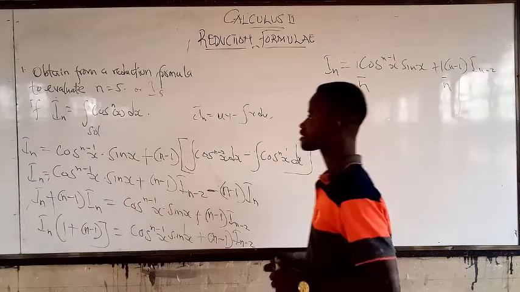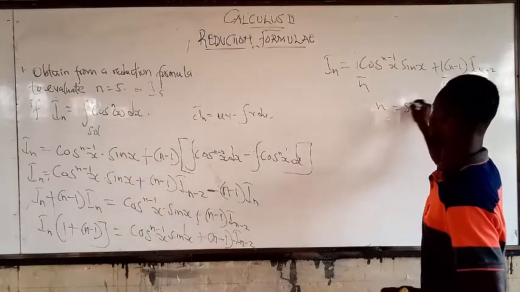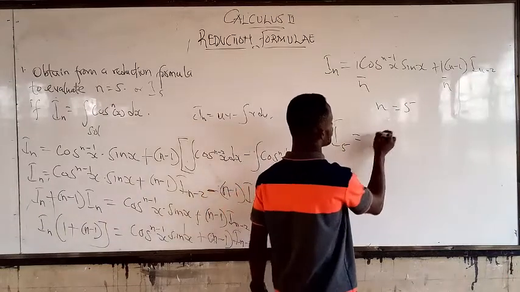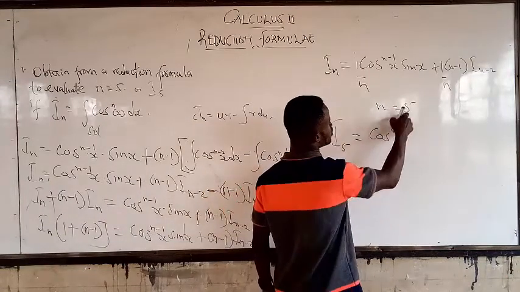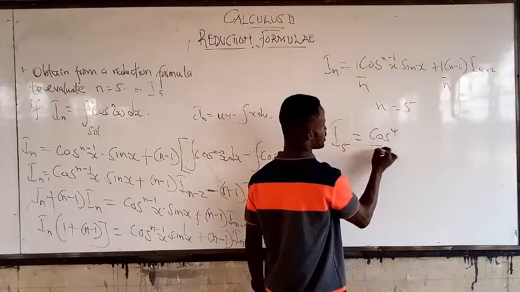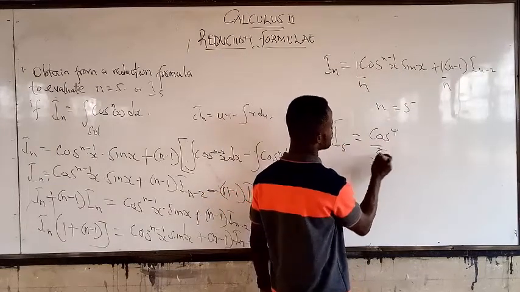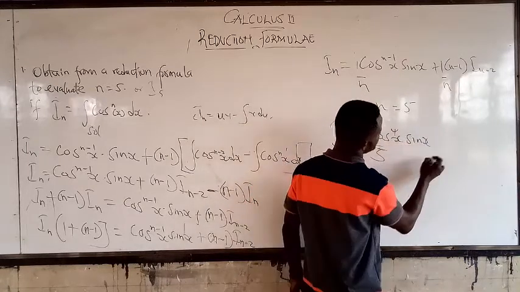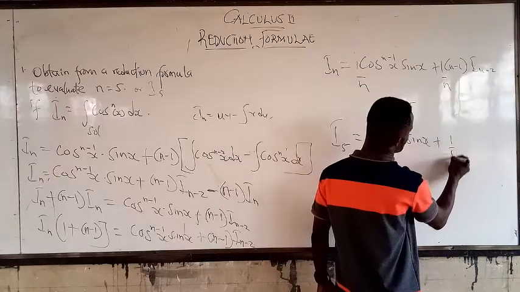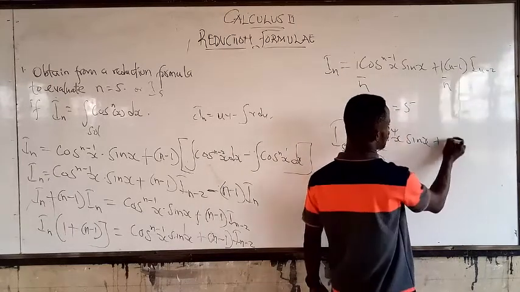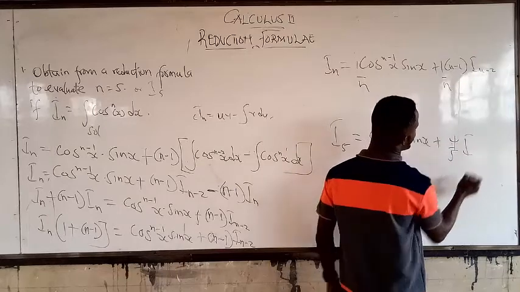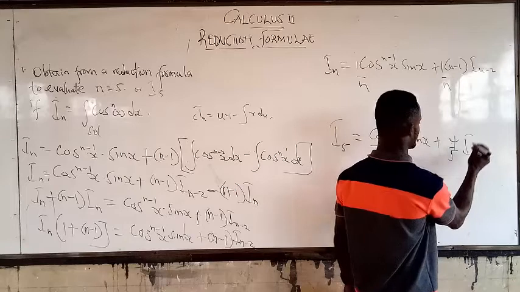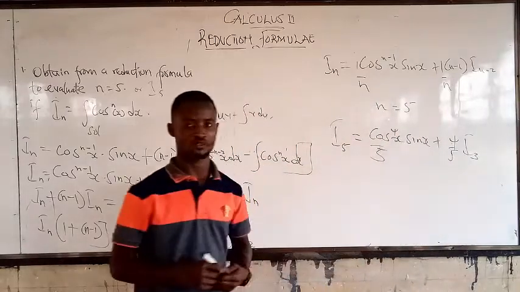And the question says that evaluate n is equal to 5. So just do this. I5 is equal to cos power 4, because this minus this you get 4. Here you get 5, 5 here, x sin x plus 1 over 5. So here it's going to be 4 over 5 I, 5 minus 2 is 3. So that's what you're going to get for that.